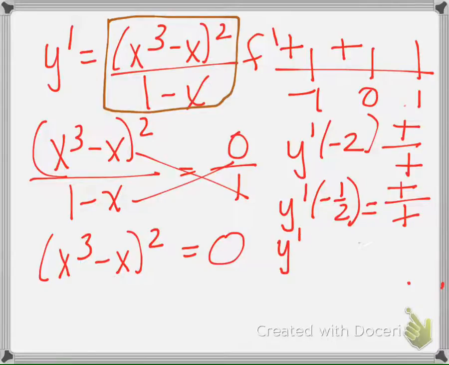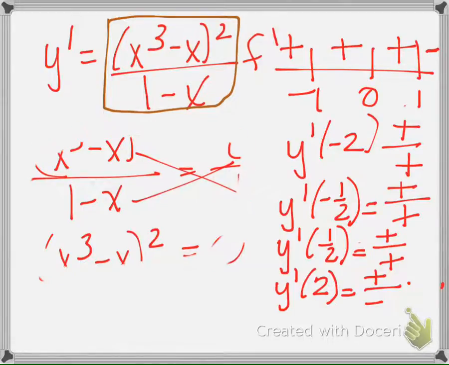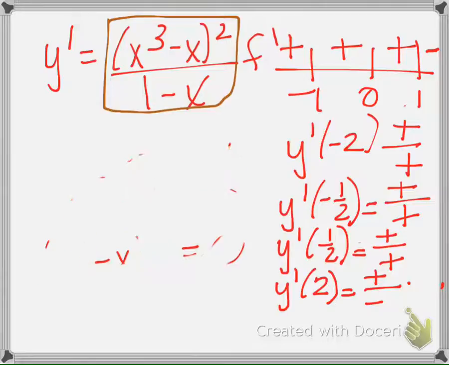Now if you do y prime of positive 1/2, you're going to get a positive in the numerator, and in the denominator you get positive again, and that gives you a positive. And then finally, y prime of, let's say, 2, you'll get a positive in the numerator, a negative in the denominator, so you're going to get a negative. So what has this wiggle graph told us? Let's make some room.